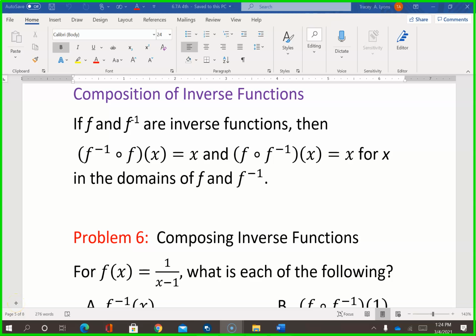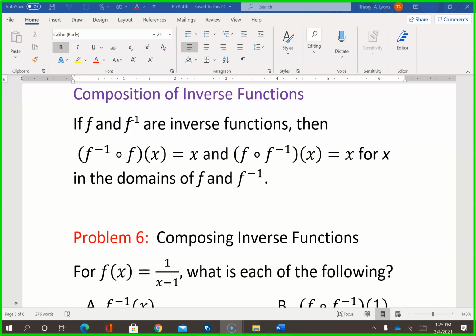Okay, so we're going to do the second part of 6.7. It's composition of inverse functions. So this first part, I'm going to do an example kind of showing what this whole thing means. The last book that I taught out of, you actually had to show this. This book didn't really do it that way, but I want you to see that it does work.